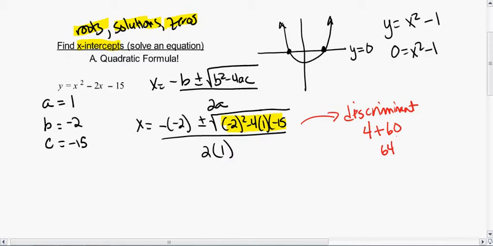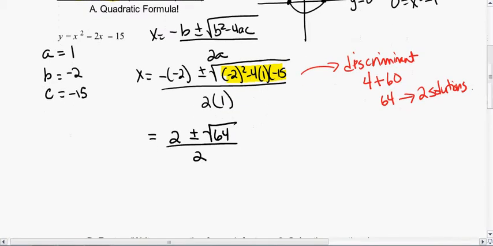It's a positive number, which means that there are going to be 2 solutions, which of course means that there are two roots or two x-intercepts or two zeros. They all mean the same thing. And having figured out the discriminant, the rest is pretty straightforward. Negative 2 is a positive 2, plus or minus the square root of 64. There's the discriminant, all over 2 times 1 or 2. The square root of 64 is 8, so 2 plus or minus 8 all over 2.